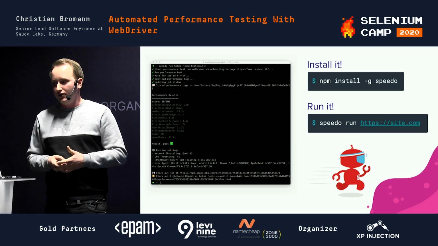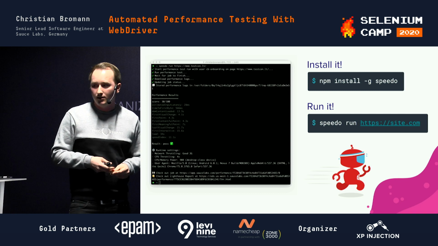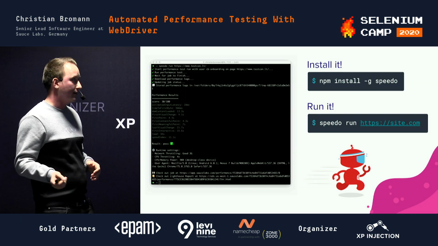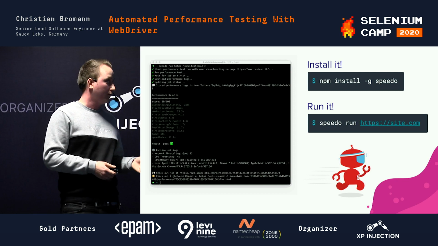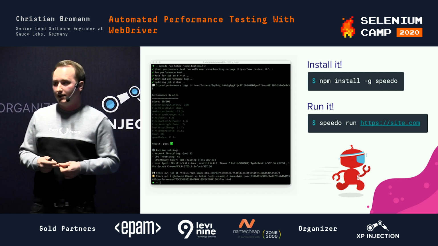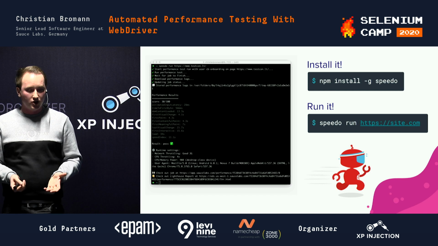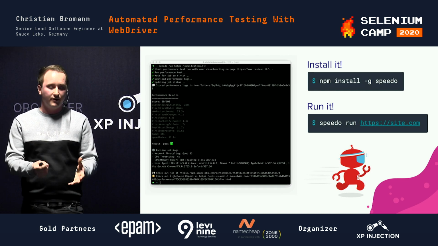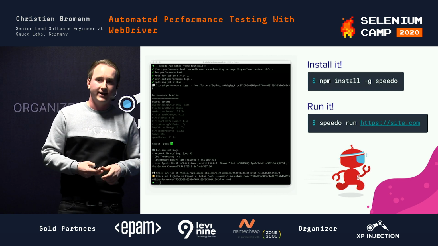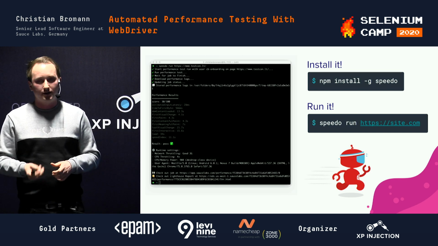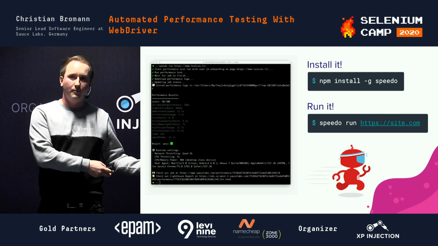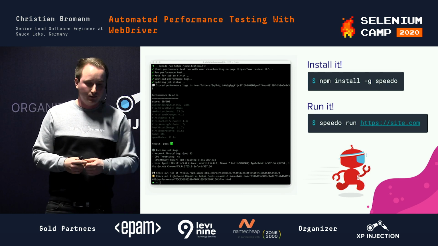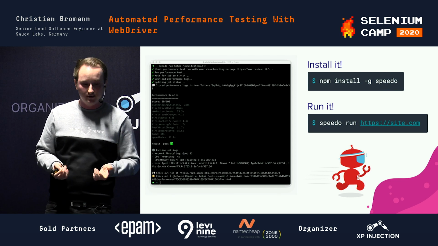You can install it using npm install -g Speedo. If you don't have an account in SaaS Labs, don't worry, just create a free trial account. For 14 days, you can try it out for free. And it does a lot of things. It creates a job at SaaS Labs. It creates a baseline for you if you don't have one. And then it creates a performance test and asserts it against the baseline. And if you keep the name of your test the same, it will always compare with the last results. And you can choose which metrics you want to assert.